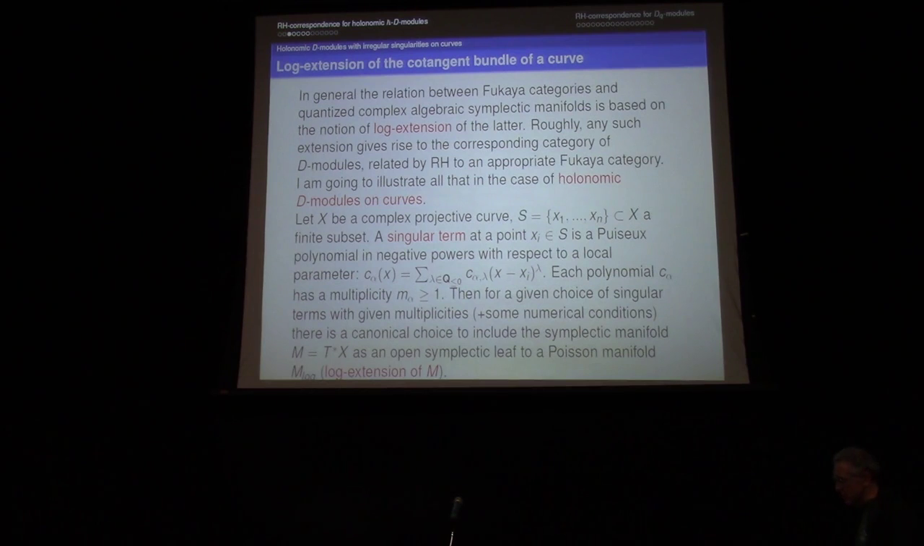And roughly speaking, the log extension of, in our case, an algebraic symplectic manifold, is a Poisson manifold in general, which contains a symplectic manifold as an open symplectic leaf, and such that the symplectic form on that leaf has poles of order 1 on the complement of this symplectic leaf in the whole thing. In the case of complex projective curves, I would like to discuss D modules with irregular singularities, holonomic D modules with irregular singularities, or the corresponding HD modules.